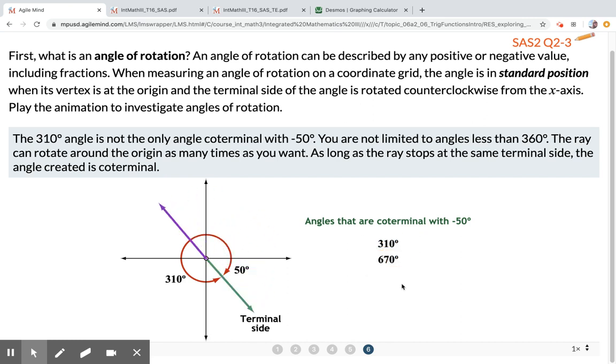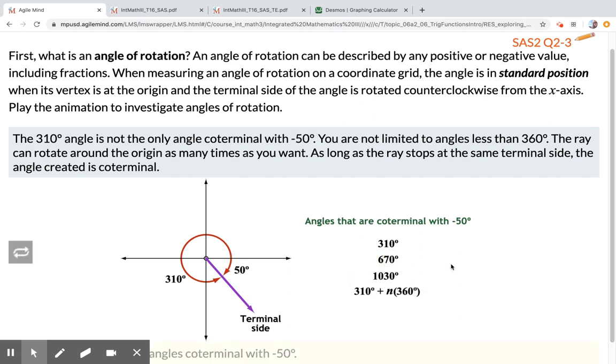I could do it again, add another 360 degrees, and that means I get 310 plus 2 times 360 degrees, which gives me 720 degrees. Yay! 1030 degrees. So basically, this helps me answer questions. So hopefully you got something similar to this on part A.